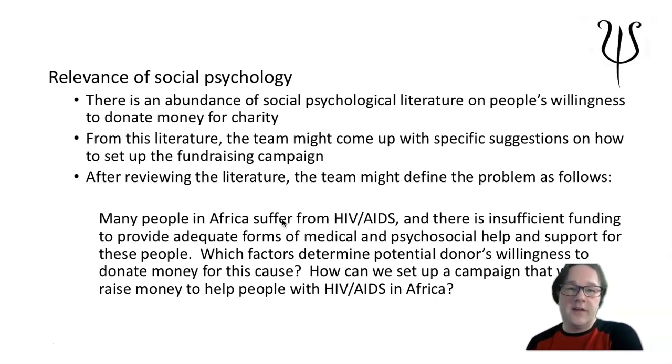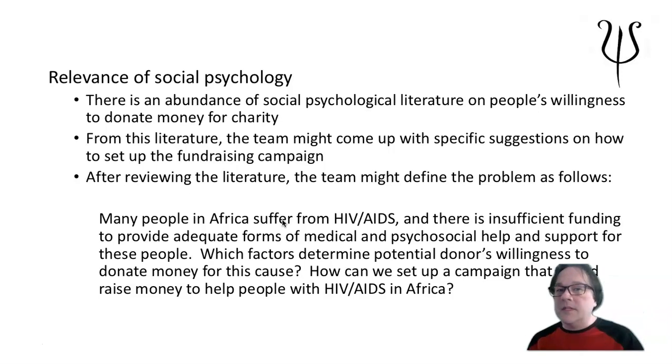Okay, we also said that part of defining the problem is to identify where social psychology comes in. So there's an abundance of social psychological literature, research findings on people's willingness to donate money to charity. Like I said, there's tons of this stuff out there. All of those questions that were coming up amongst the volunteers, we have a lot of data out there for you to look at.